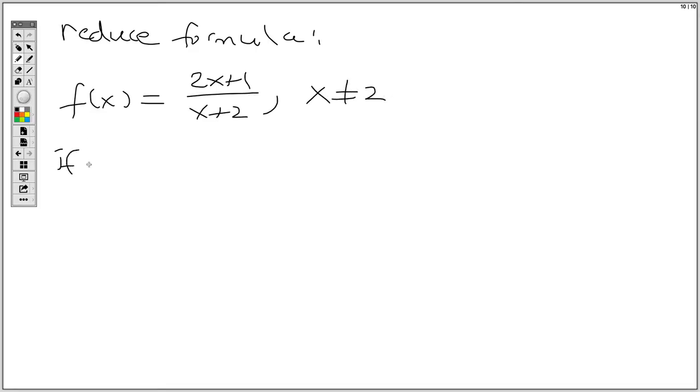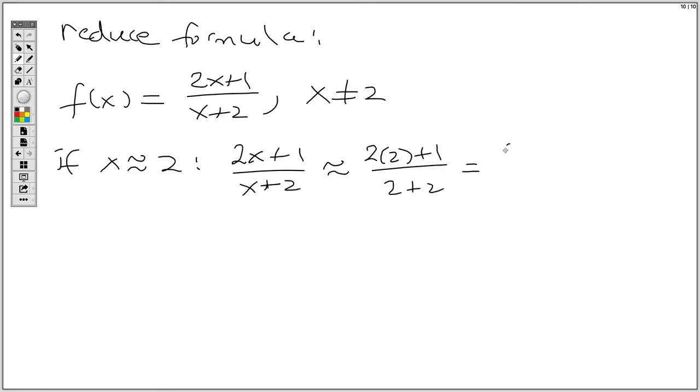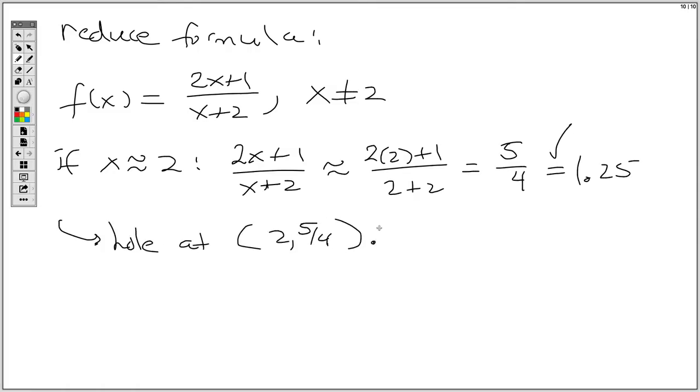That being said, if x gets close to 2, then 2x plus 1 over x plus 2, well, that is going to get really close to 2 times 2 plus 1 over 2 plus 2, which is 5/4, and sure enough, that's 1.25. So this is how we algebraically know that there's a hole in the graph at 2, 5/4. So we're locating the hole in the graph here the same way we located holes in the graph in chapter 1. In chapter 1, we'd usually have a piecewise function, and we would plug the point in where it wasn't equal to, and then we could just put a hole there instead of a dot in the graph, and that's the same thing that's happening here.